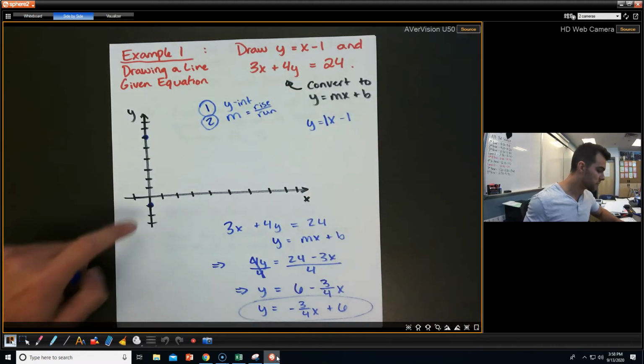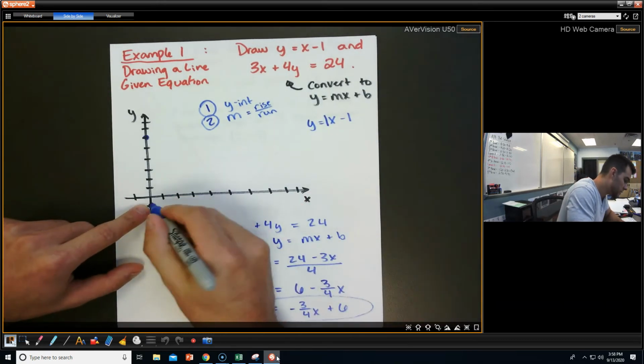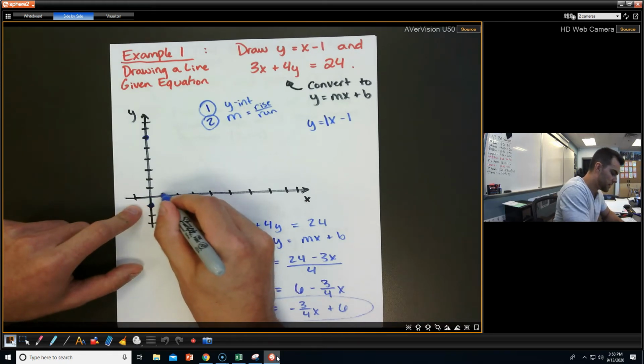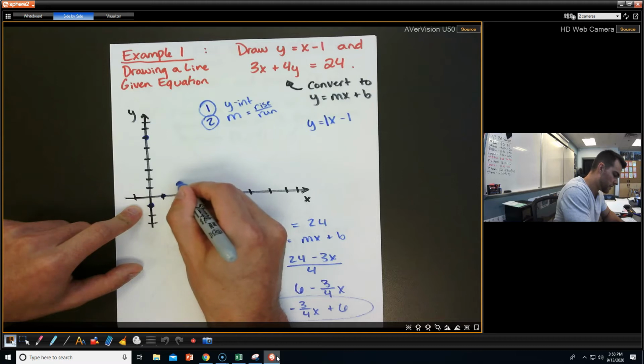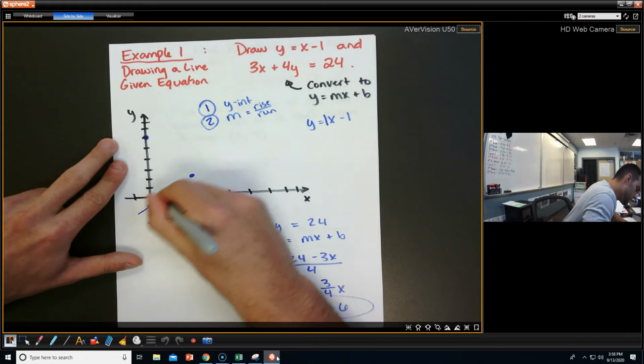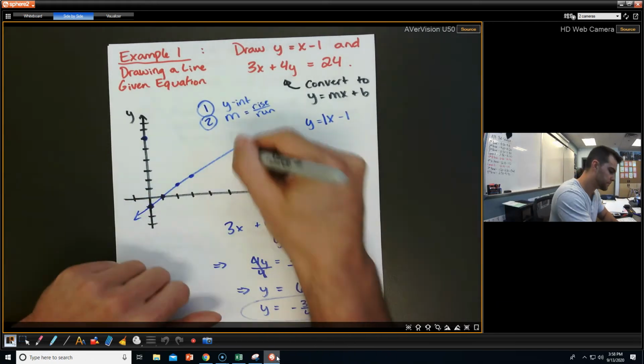So that's what you could do. You just start from your point. Let's do this first one. And my slope is 1 over 1. So I'm going to go up 1 for my rise, and I'm going to go over 1 for my run. Up 1, over 1. I'm going to keep doing that, and pretty soon, I have a pretty good idea what that line is going to look like, right?